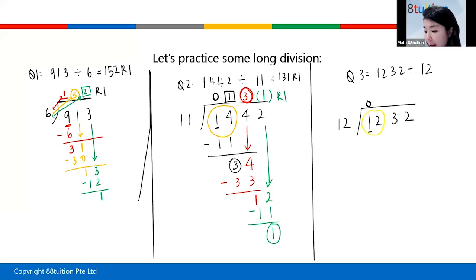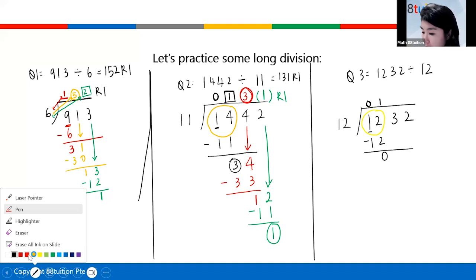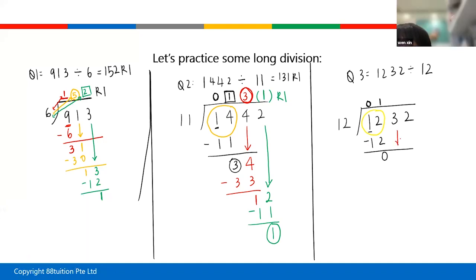So can 12 be divided by 12? Yes, 1, correct? So I minus 12, I get 0. What is the next step? What number should I bring down? 3, very good. Now, 3 cannot be divided by 12, right? It's too small, right? If it cannot divide, what should I put here?